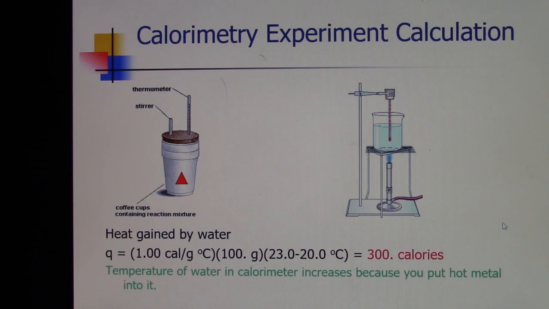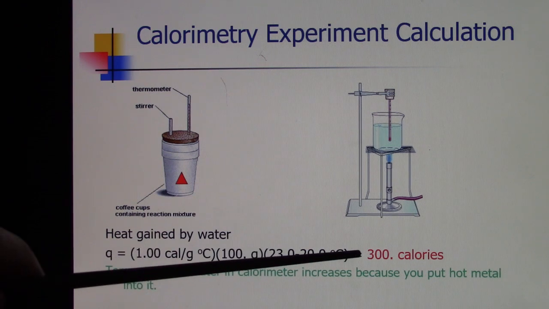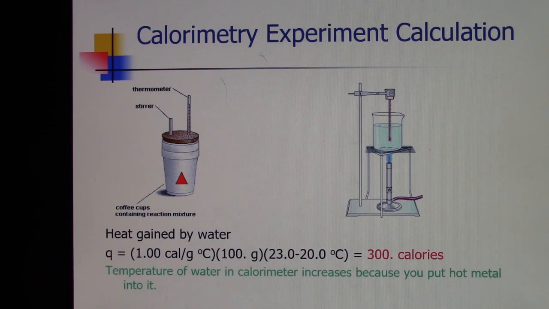Now we can plug in and solve the specific heat formula for this side of the equation. The heat gained by the water, I use calories here, is the specific heat of the water times the mass times the change in temperature. The temperature of the water increases because you put a hot metal into it. So do the math. Everything has 3 sig figs, so the answer should have 3 sig figs. So we calculate 300 calories.